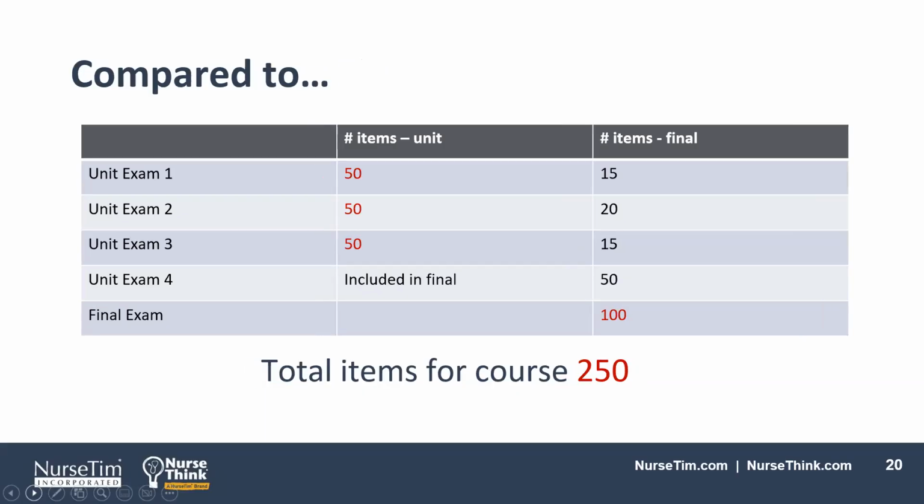Now, another way that this might be handled is that if we don't want to have 2 tests very close together, we're going to roll that last unit exam into the final exam. In this case, we had 50 items for each of the first 3 units. We have 50 items for the 4th unit, but they're going to be incorporated into the comprehensive final. So now we're going to add questions from units 1, 2, and 3 to bring forward that information, test for retention across the semester, and we're going to have a total of 250 items.